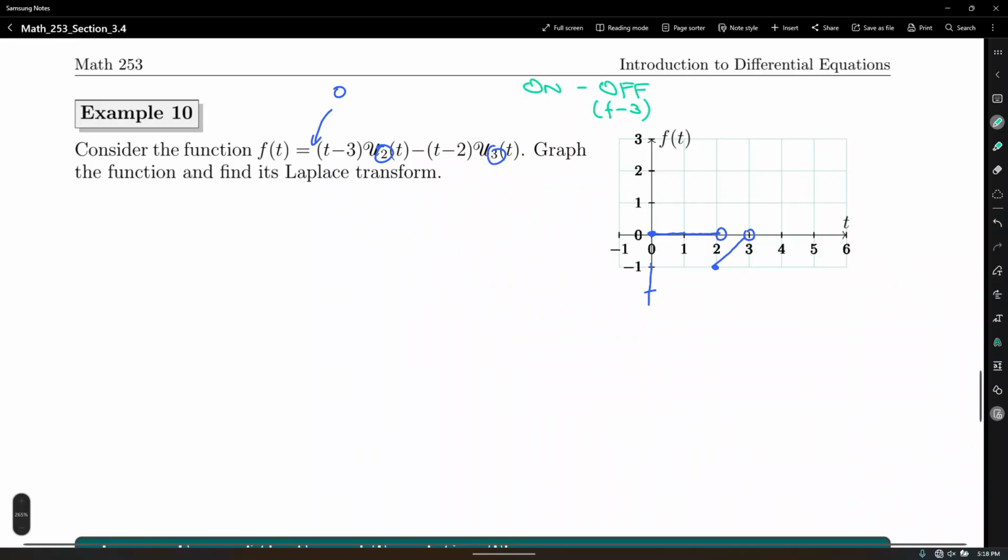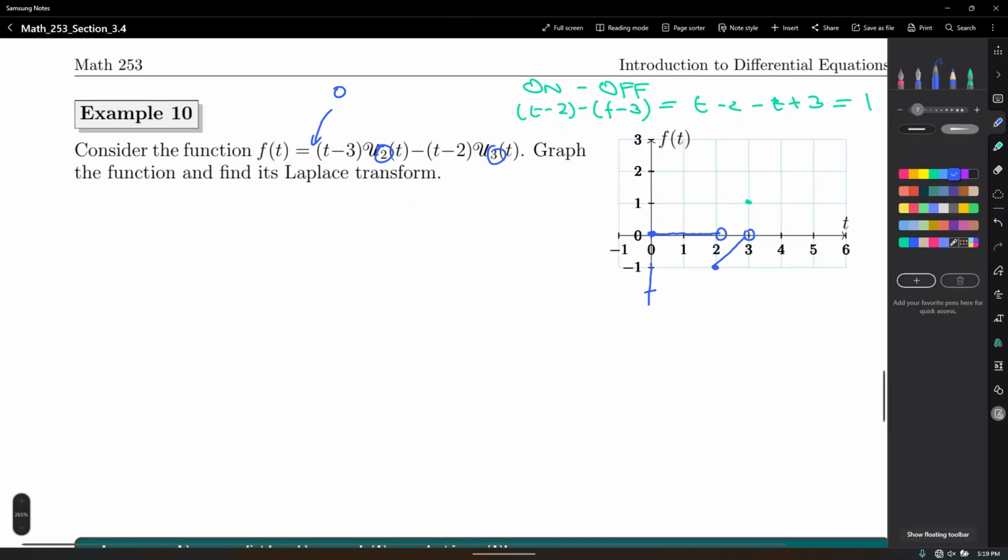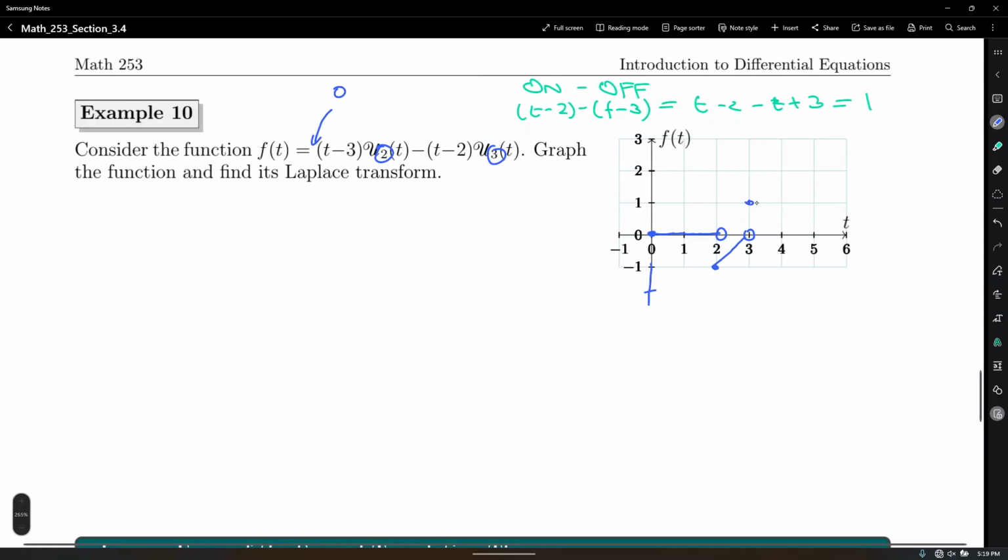So the question here: t minus 2 minus t minus 3, that's going to give us, essentially we turn this off to turn this on. So that is t minus 2 minus t plus 3, that equals 1. Actually, yeah, that's supposed to be a 1, all right? So that'll be equal to 1, and that goes on forever in this case, right?